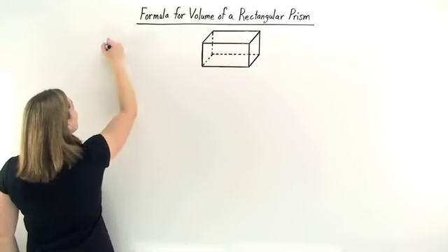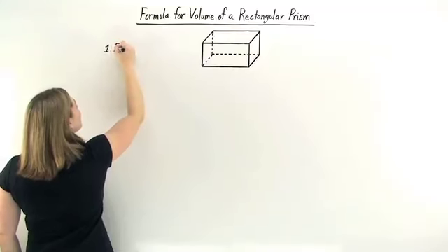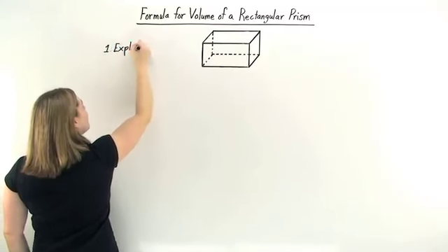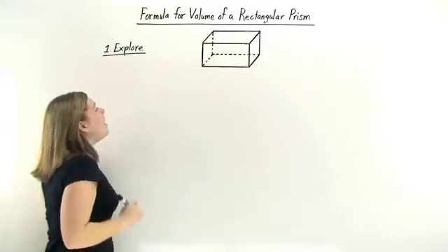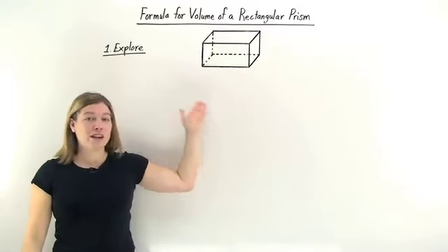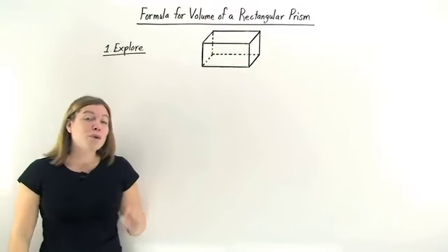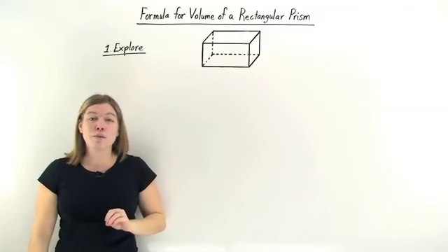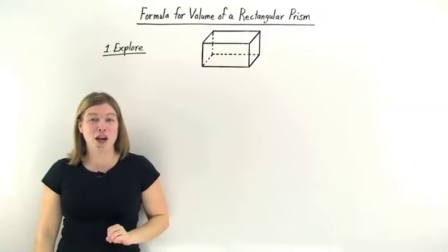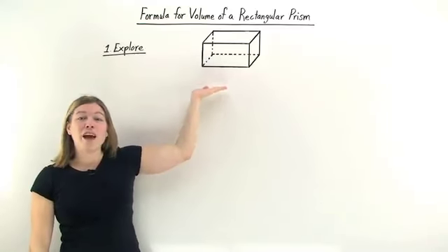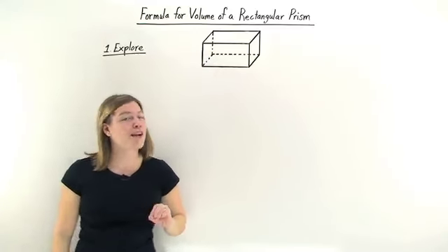Now, in order to help us figure out the formula so that we can find the volume of a rectangular prism, let's do a bit more exploring. Let's take a look at the different pieces of a rectangular prism. Well, a prism is a solid figure with two bases that are exactly the same size and shape. A rectangular prism is a prism that has bases that are both rectangles.